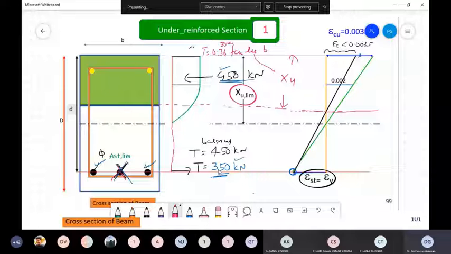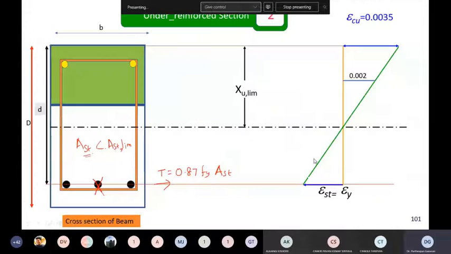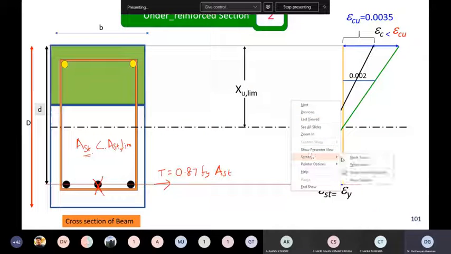So that I am showing here in the presentation now. In the under-reinforced section, this is where your epsilon C is less than epsilon Cu. Focus here.